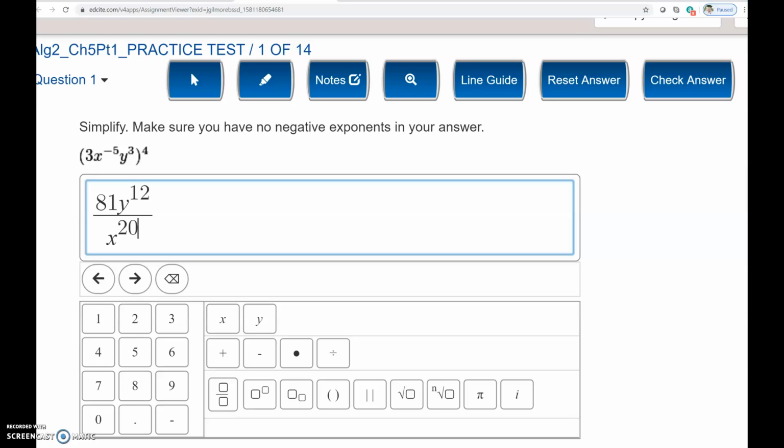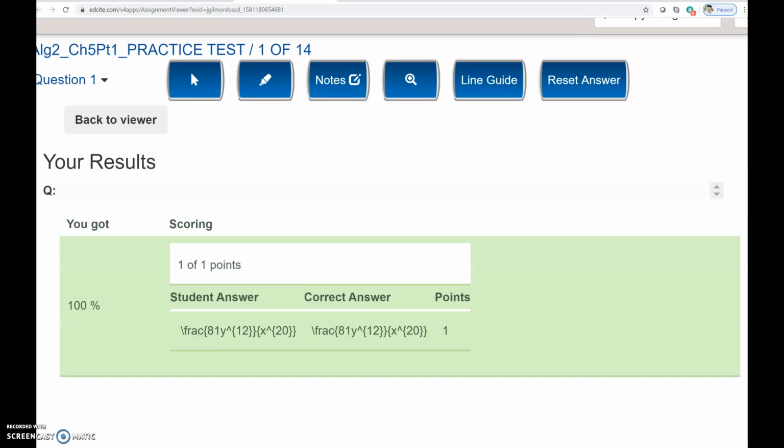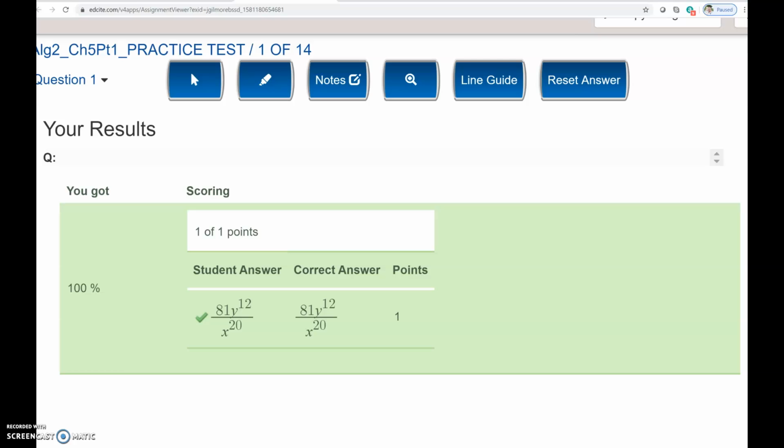On the practice test, you can check your answer for every problem. There are a couple problems where it's not checking the answer correctly. I tried to fix them, but because I've already assigned the practice test to you, I couldn't fix them. I have ensured that those problems are scoring correctly on the actual test.